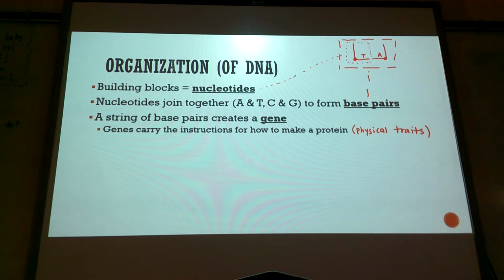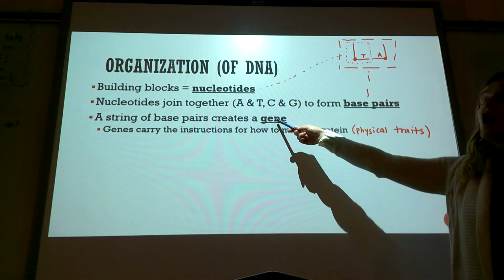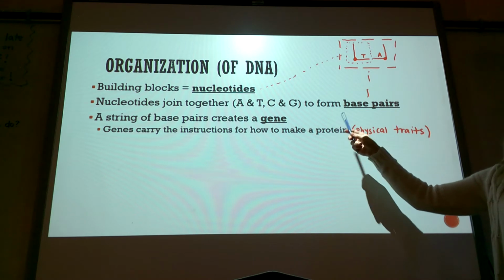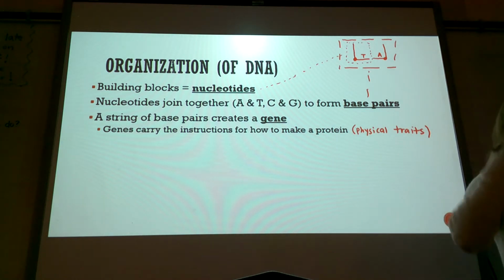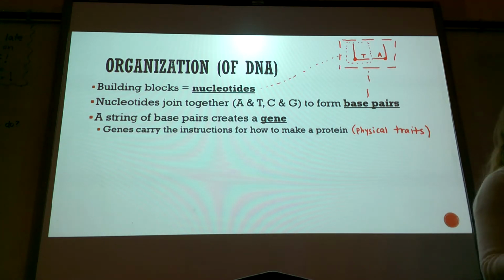The reason that your eyes are the color that they are is due to proteins. Well, what told your eyes to be that color? Your genes. Because your genes code for the protein, and the protein is what causes your eyes to be the color that they are, to have that pigment. So your physical traits are coded for in your genes.